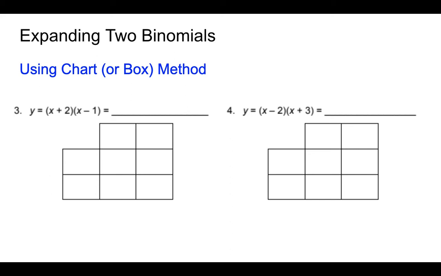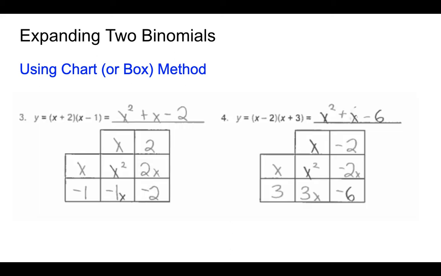Okay, welcome back. I assume you paused it, you did it, and here are the solutions. So you should have got x squared plus x minus 2 for the first one and x squared plus x minus 6 for the second one.